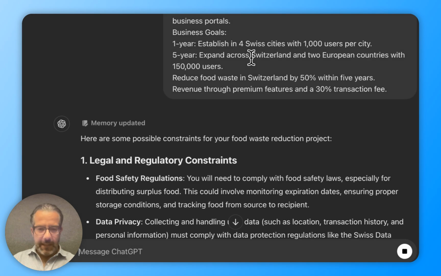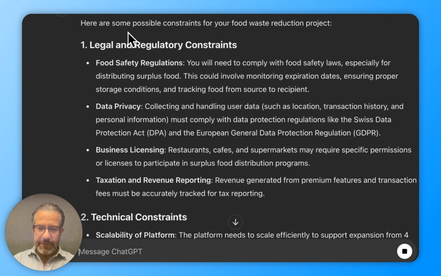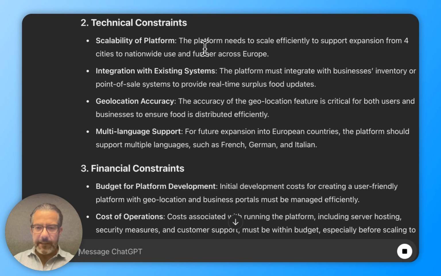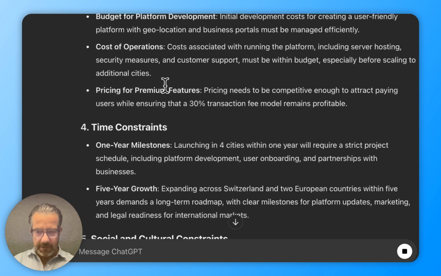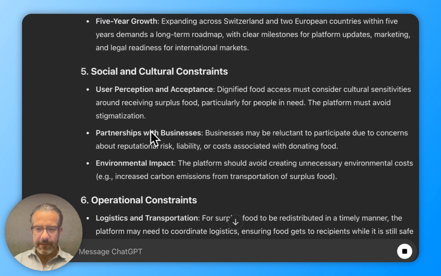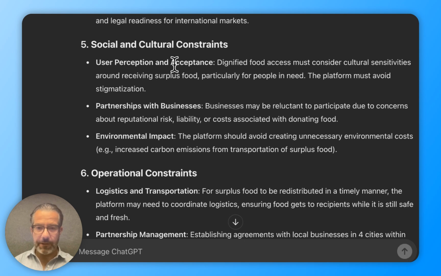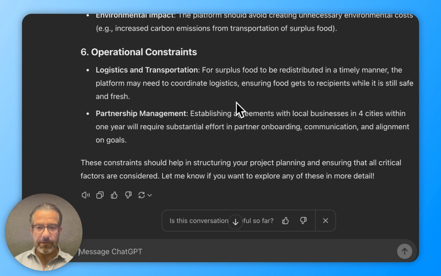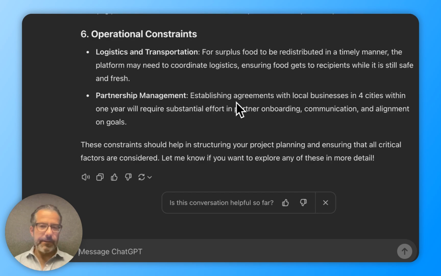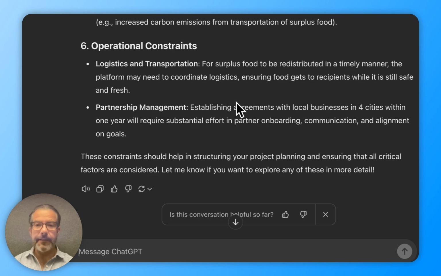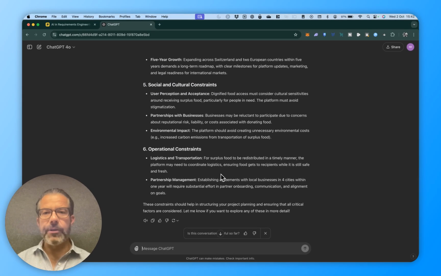So, what do we have as constraints? We have some legal and regulatory constraints, technical constraints, financial constraints, and time constraints, because I also put some dates in terms of goals and financial milestones. Then we have social and cultural constraints and operational constraints. Obviously, I could continue the conversation with the AI, and I can also remove whatever I deem is not necessary. Please always keep in mind, consider the AI only as an assistant.